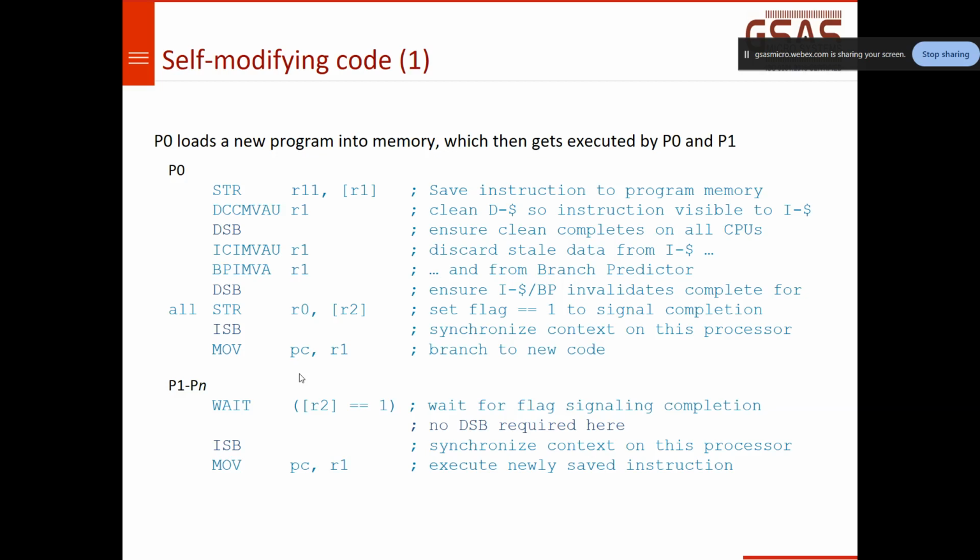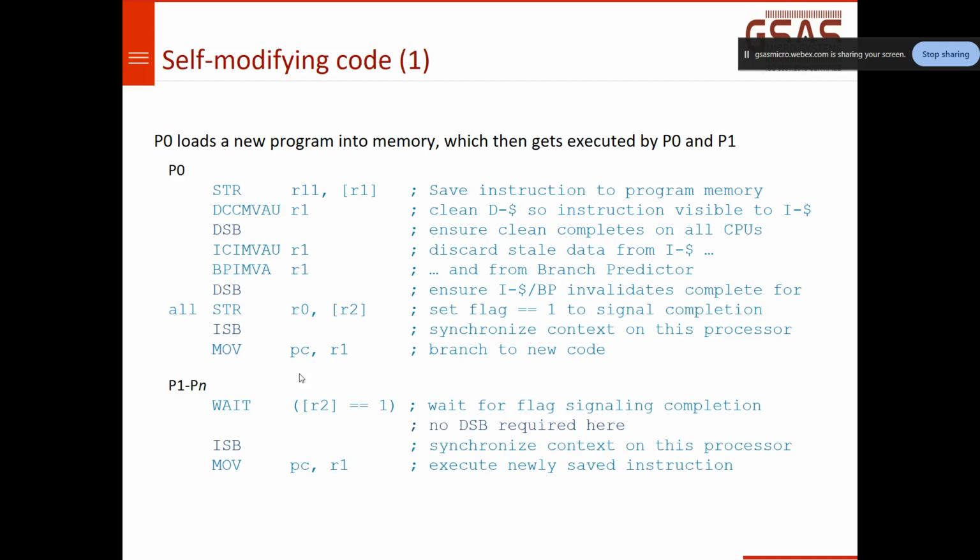Next, we do the instruction cache. ICIALLU is for the instruction cache, and the branch predictor, again a DSB, to ensure that the instruction cache and the branch predictor operations or tables are cleared. Then we set the flag to 1 to signal completion to the other processor, saying that the new program is loaded onto the memory and the other processor can start fetching the address of the new program and executing the code.